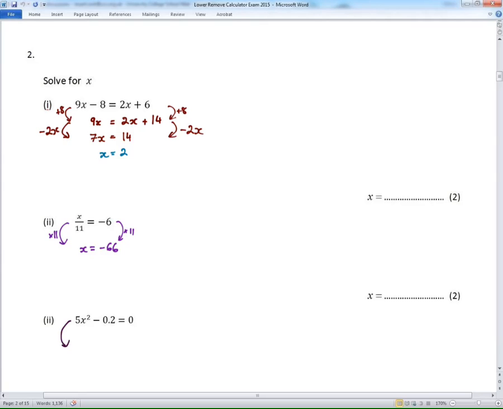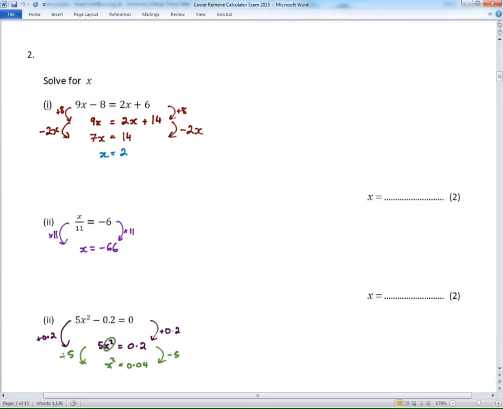So the first thing we're going to do is add 0.2 to both sides, leaving you with 5x squared equals 0.2. Now, using order of operations, we can see that x was squared and then multiplied by 5. So to undo that, we're going to divide both sides first by 5 and then square root both sides. It's important to do it in that order. So we have to divide both sides by 5, giving you x squared is equal to 0.04.